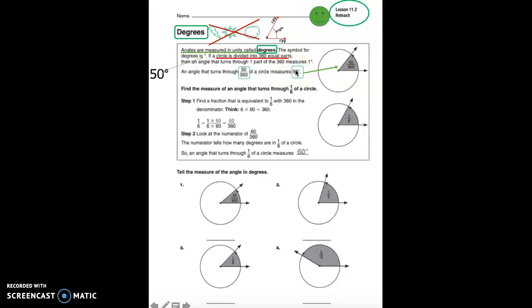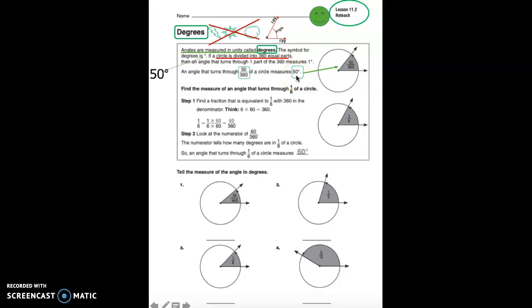How do I know that? Let's take a look at our fraction, 50 over 360. I know 360 is a complete circle. So if I have my numerator 50, I know that the measure of this angle is 50 degrees.